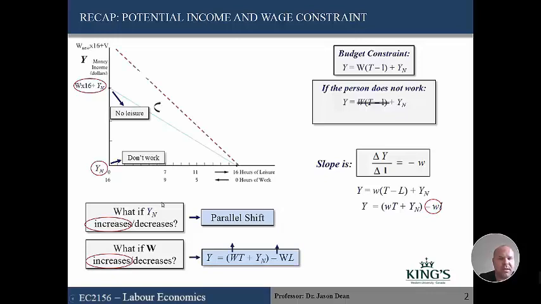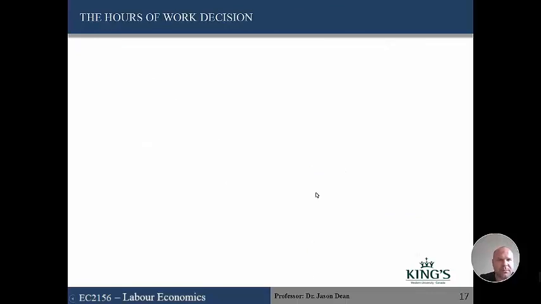For example, here we see that because of this wage increase, there's more income that can be made for every hour of work. Okay, so that's our potential income and wage constraint. The steeper this is, the higher the wage.